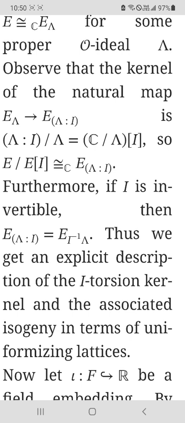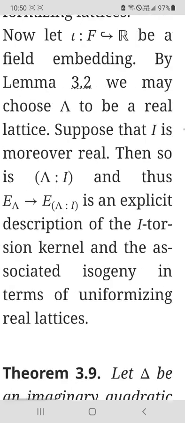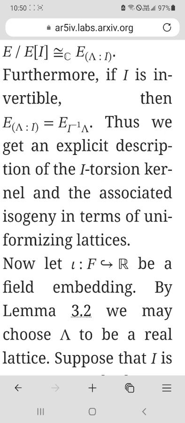Thus, we get an explicit description of the I-torsion kernel and the associated isogeny in terms of the uniformizing lattice. So we understand now that E quotient by E[I] is equal to E_{Λ:I}, which is equal to E_{I^{-1}Λ}. So we get an explicit description of the I-torsion kernel and the associated isogeny in terms of the uniformizing lattice.